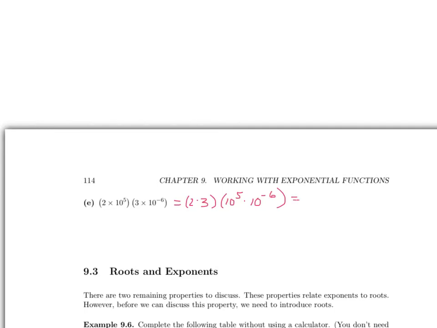2 times 3 is 6, and to multiply 10 to the 5th by 10 to the negative 6, we can add the exponents. And so, sorry, that's multiplication there. And we get 6 times 10 to the negative 1. Again, this is fully simplified, but we would want to give our answer without this negative exponent. So let's rewrite this as 6 times 1 over 10. This is 6 times 1/10, which is 6/10, or you could write this as a decimal, 0.6.